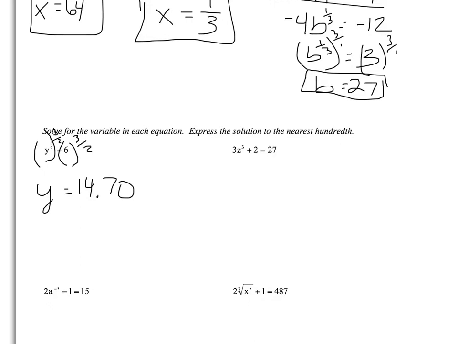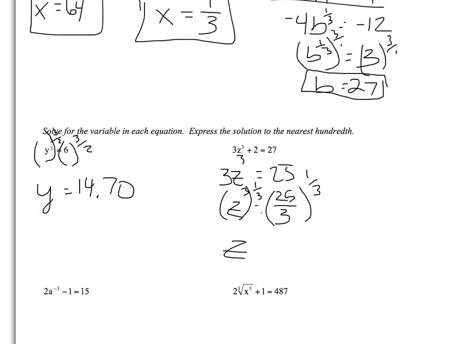This next one we're going to start by subtracting 2. Divide by 3. I'm just going to leave that as 25 over 3. Take the reciprocal power. The reciprocal of 3 is 1/3. Flip the fraction. 25 over 3 to the 1/3 power. Type it in your calculator, and it gives you 2.03.